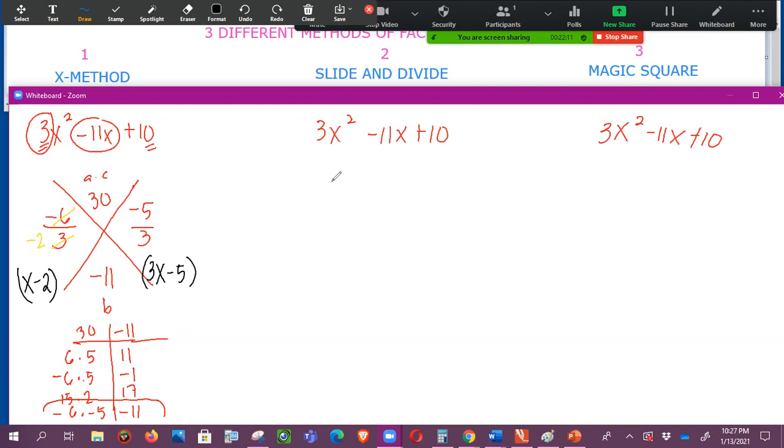Right? Here, slide and divide. We're gonna slide, and multiply. So 3 times 10 will give us 30. So my new equation is x squared minus 11x plus 30. Now, you need to think of a factor for 30 that will make a sum of negative 11. That is negative 6 and negative 5. So x and x, you have the instant factor for this second equation.